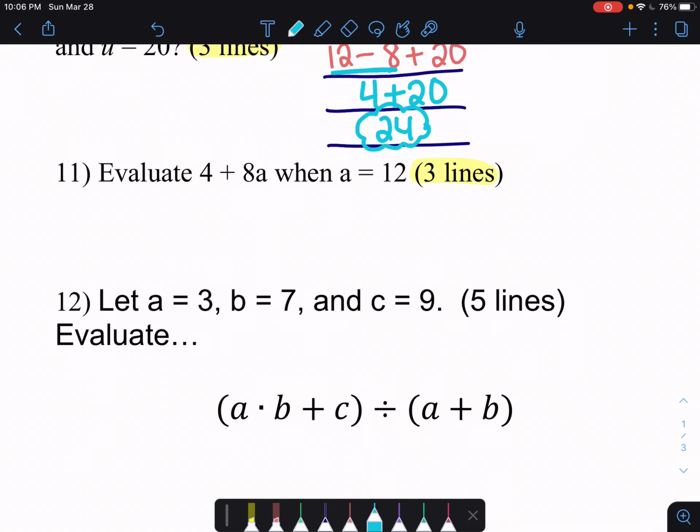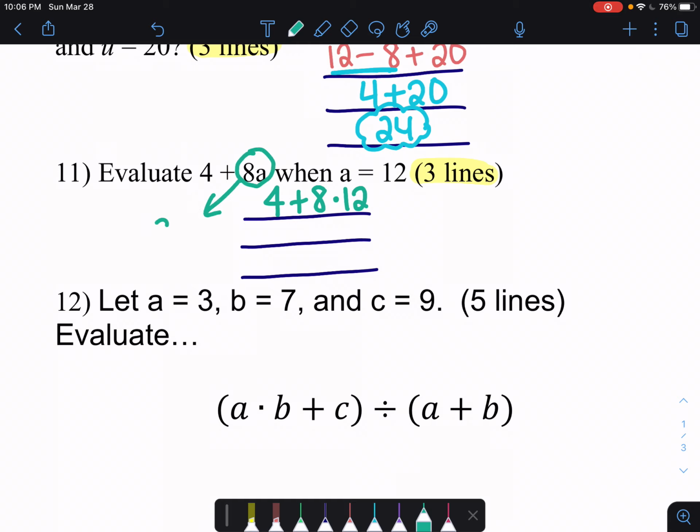Number 11 says to evaluate 4 plus 8a when a is equal to 12. So this is going to be 4 plus 8 times 12. Remember that 8a means 8 times a. So this is 4 plus 8 times a. Now in this one, my multiplication needs to come first. So I'm going to do 4 plus 96. And 4 plus 96 is 100.